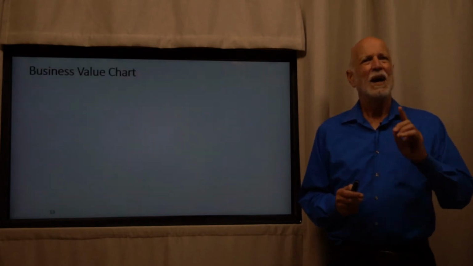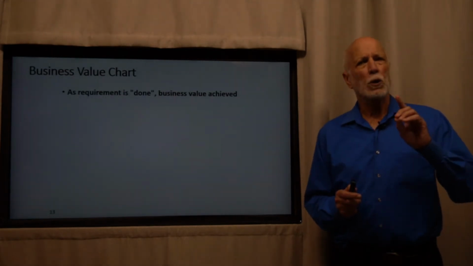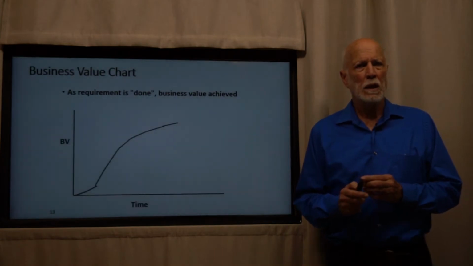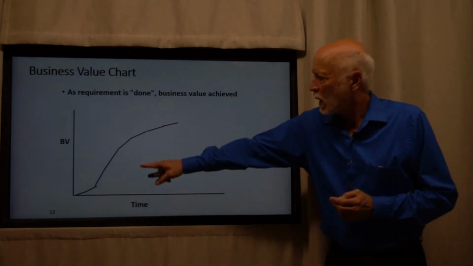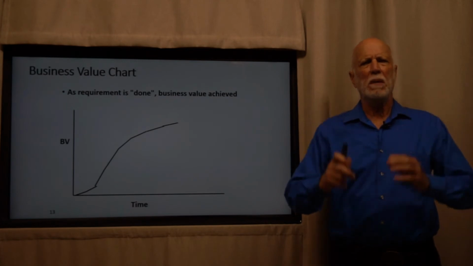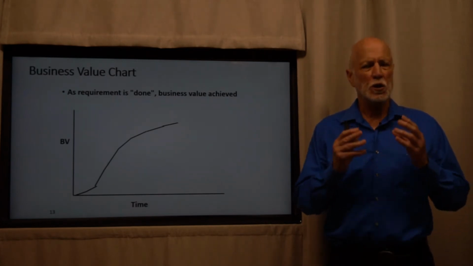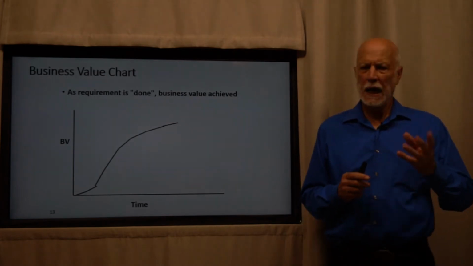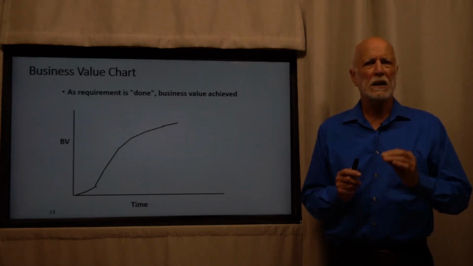Next, we can come up with a business value chart. And as the requirement is done, the business value is achieved. So what this would look like is, as we complete each feature, we should have an increase in business value. And this should be posted on your team wall or your program group wall. And we're showing the business value that the development teams have created for the business. Always a very positive measure.